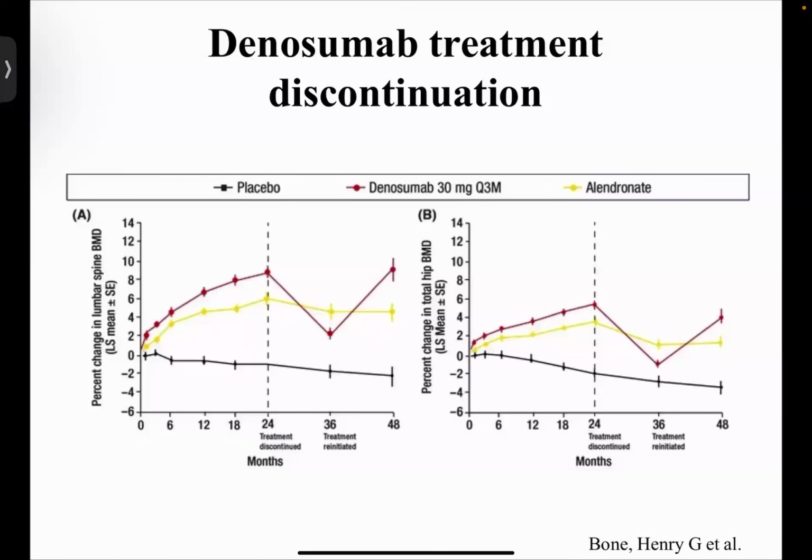But as soon as you stop denosumab, the bone mineral density drastically drops. And to prevent that, most probably you have to supplement with some kind of other oral agent or bisphosphonate groups.